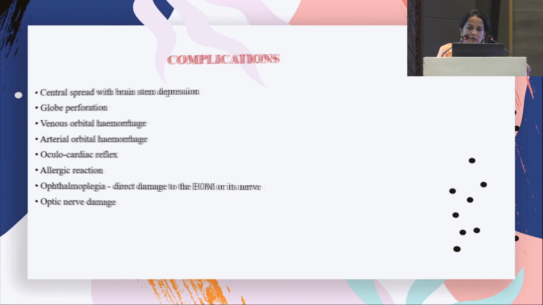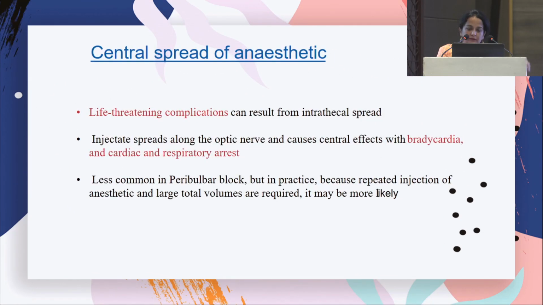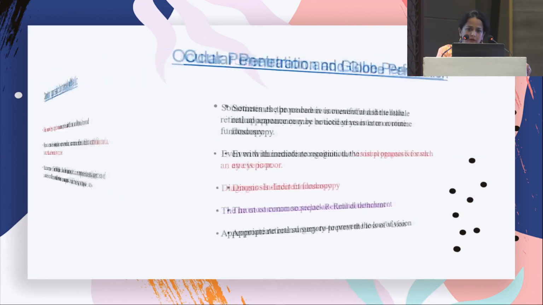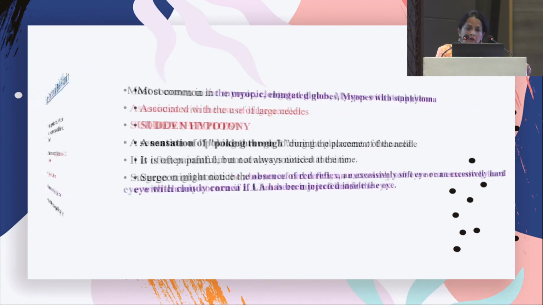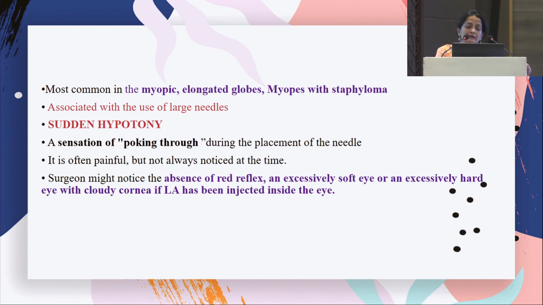Discussing a bit about the complications of peribulbar block, there can occur central spread of the anesthetic, which can lead to life-threatening complications resulting in signs and symptoms of bradycardia, cardiac and respiratory arrest, but it's very uncommon with peribulbar blocks. Then the dreaded one, globe perforation, because even with immediate recognition, the visual prognosis is poor. It's more common in myopics with elongated globes, with staphylomas, and with use of larger needles.